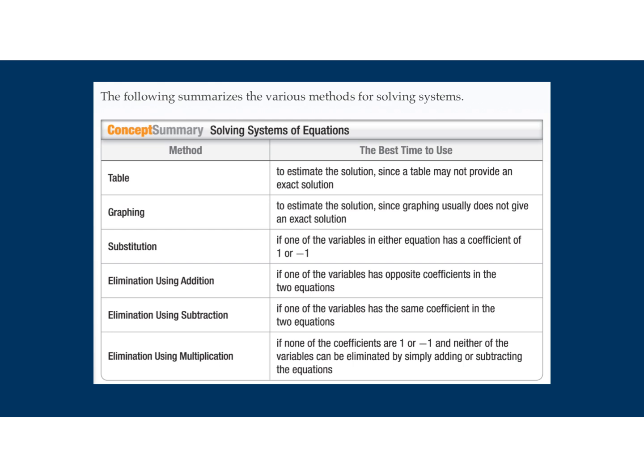Now, this is kind of a summary of the different things that we have done in 3.1. We have the table to estimate the solutions. The table will not be provided to an exact solution. We didn't go over a table, so don't worry about it. We've done graphing, substitution, and elimination. Now we did elimination by addition, elimination by subtraction, and elimination by multiplication. By multiplication is just what we did in the last couple problems when we multiplied a number to be able to cancel them out. So we went over all of this. This is kind of a summary of all the problems.